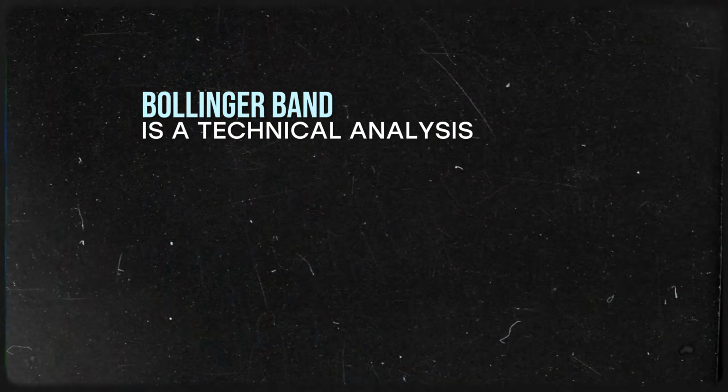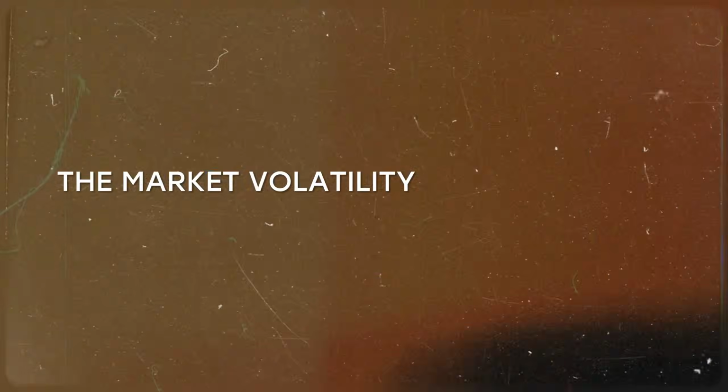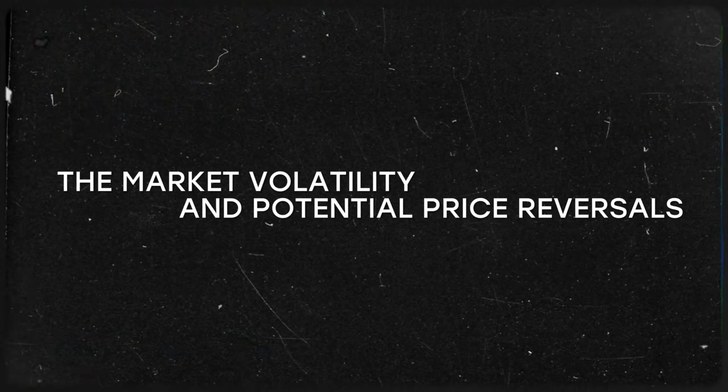So let's get some deep inside knowledge about what Bollinger Bands are. Bollinger Bands are a technical analysis tool built by John Bollinger, created in such a way that it helps you understand market volatility and potential price reversals. Here's how they work. You have a middle line, which is a 20-period simple moving average. On the other hand, there is also a lower and an upper band.